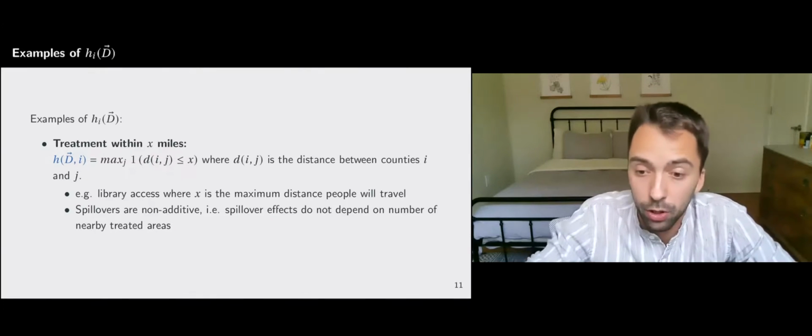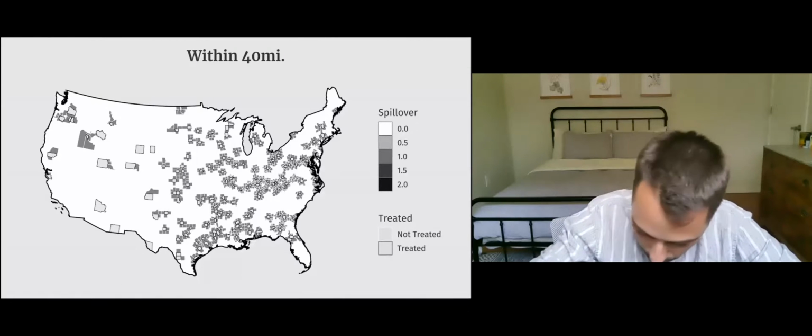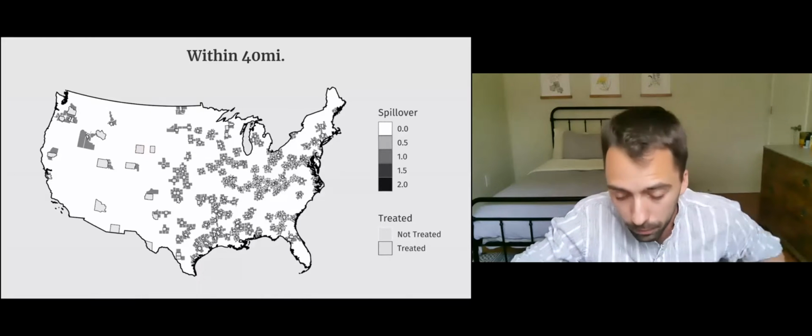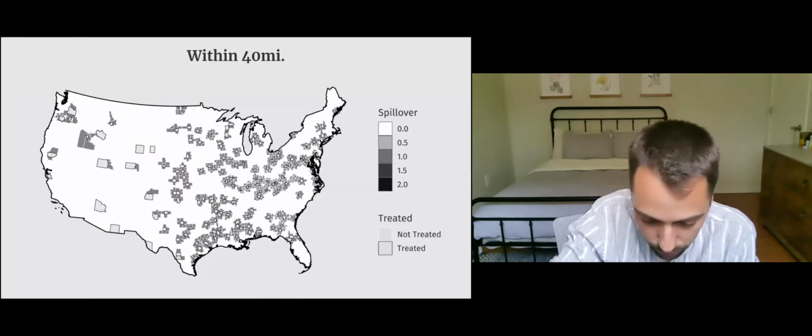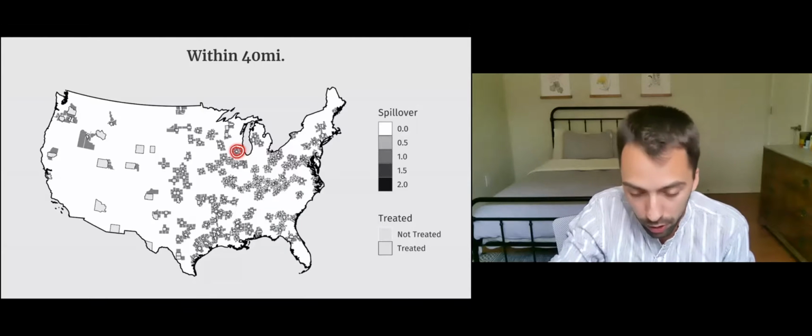For a visual example, these counties with black outlines are treated counties. You can see, if you were to draw rings of size 40 miles around them, all the counties that are within that would be affected.